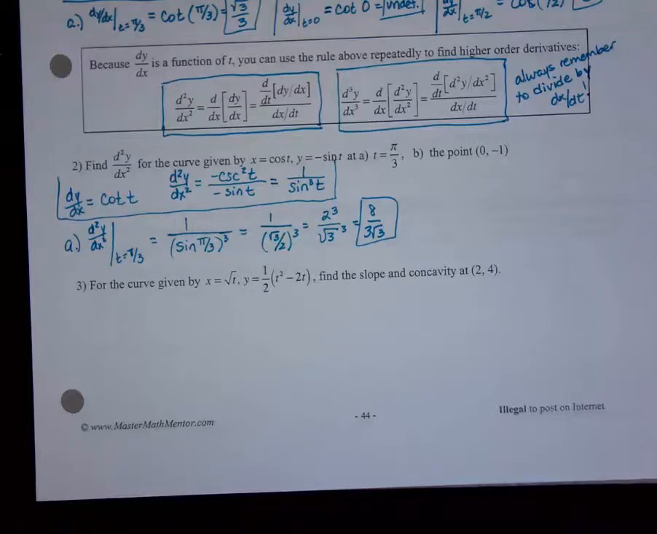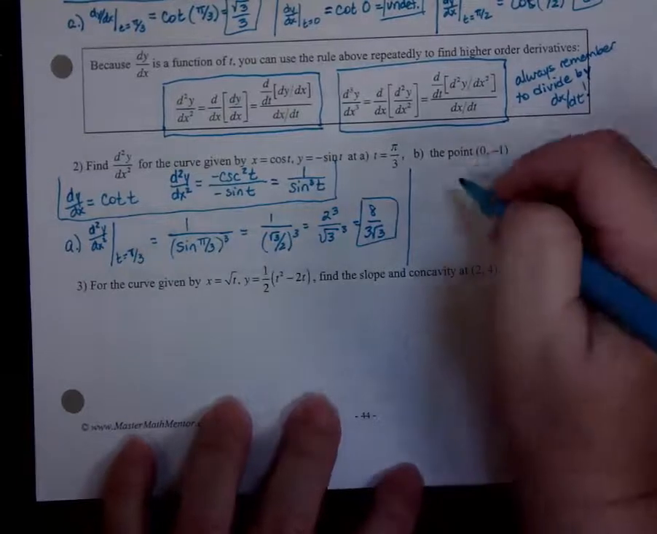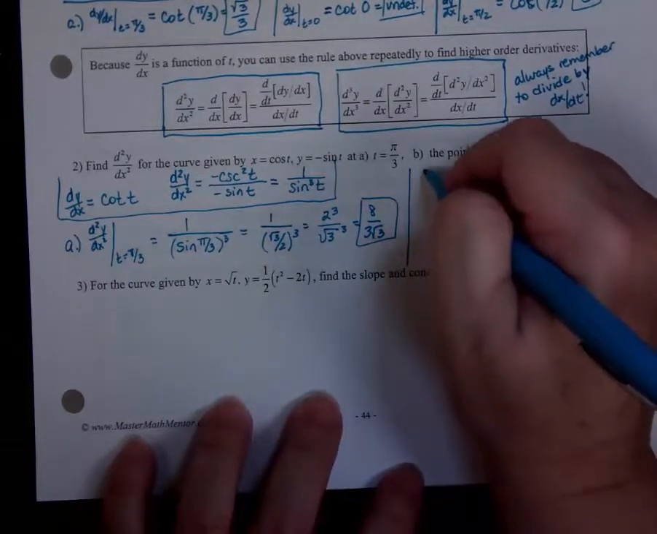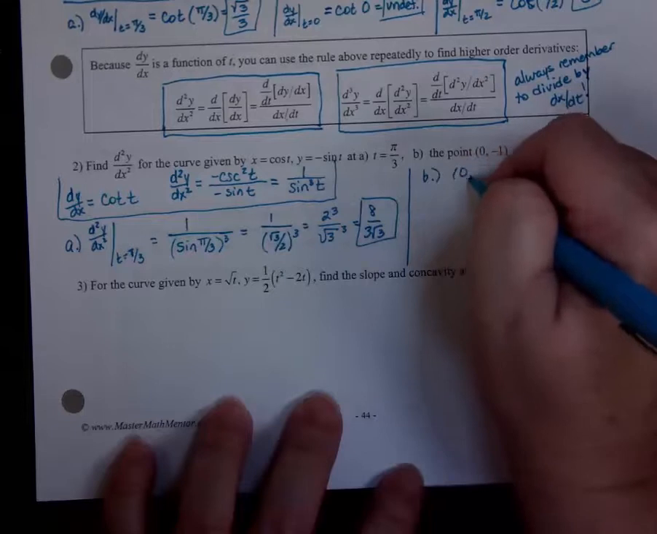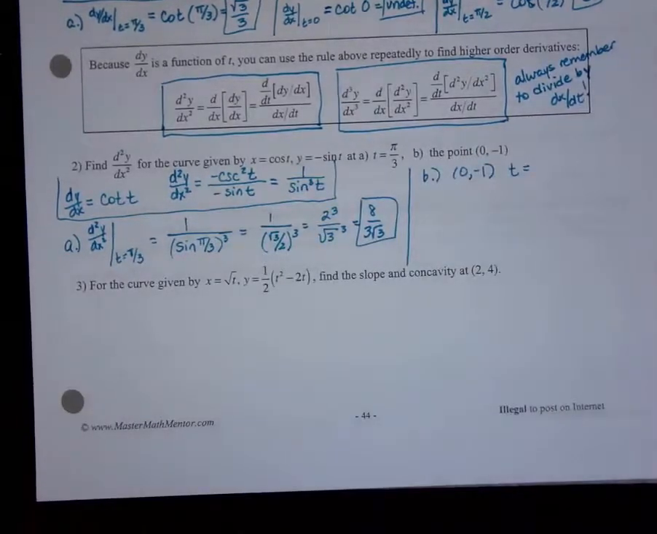All right, that was kind of long, but the next one's easy, promise. So, when we do part B at the point (0, -1), we already figured out what the t was. Go back up and look at letter C on number 1. What was the t value there? Pi over 2. So I don't need to do that work again.